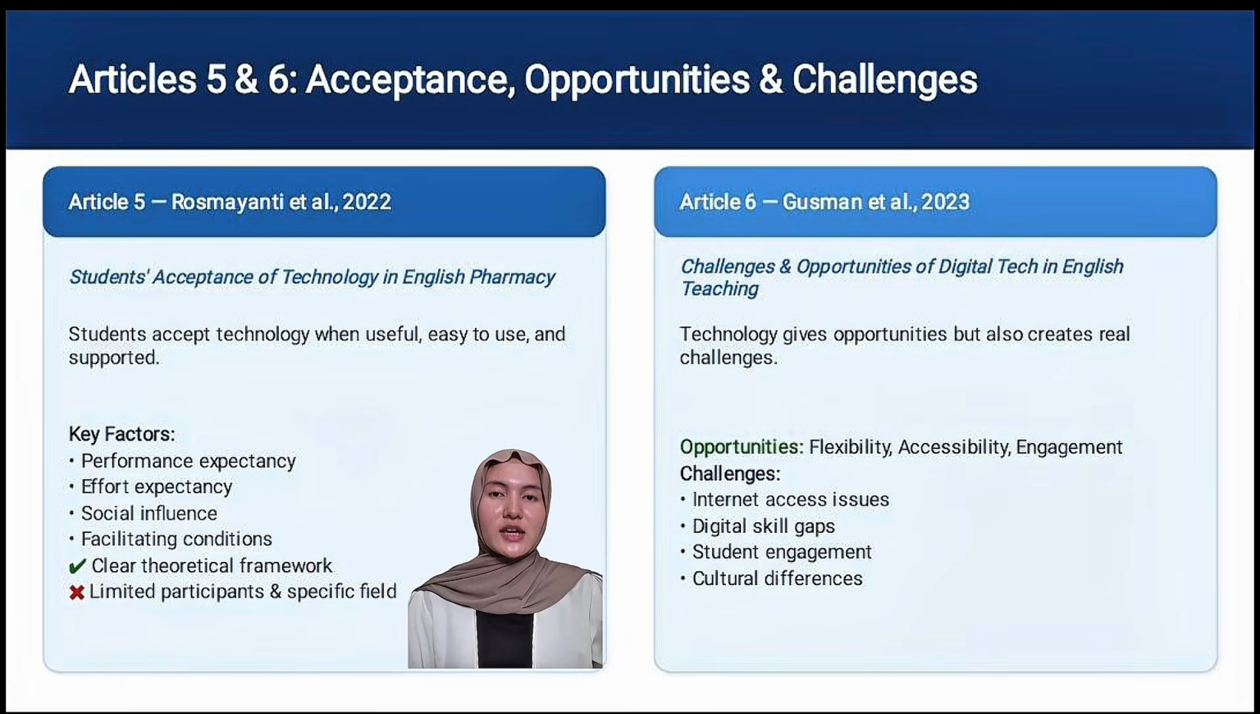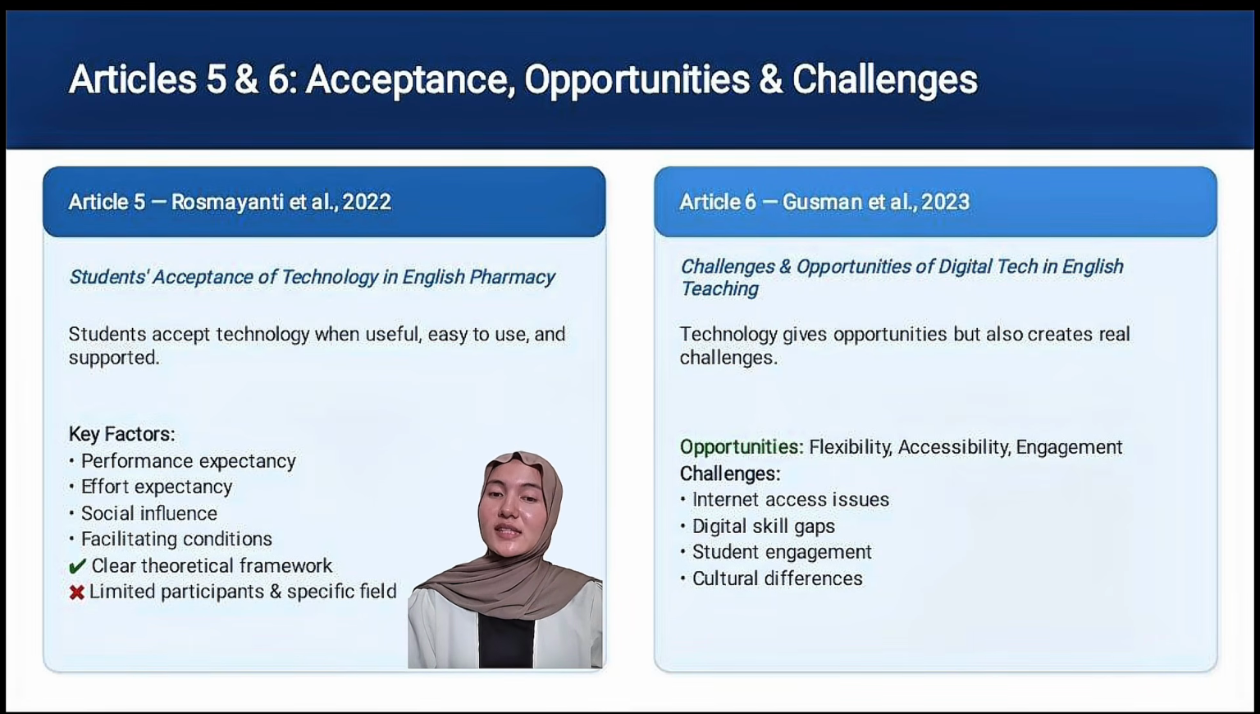And the sixth article is by Guzman and others, published in 2023. This article discusses the challenges and opportunities of digital technology in English teaching in higher education. Technology gives many opportunities such as flexibility, accessibility, and student engagement. However, technology also has challenges such as limited internet access, lack of digital skills, and student engagement problems. And the last, maybe cultural differences.